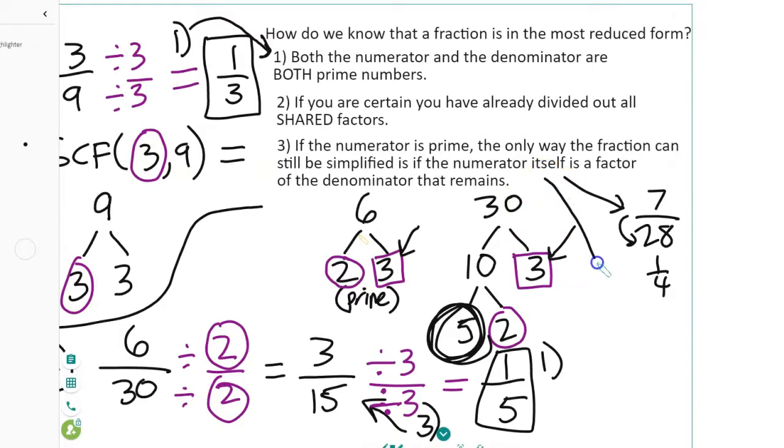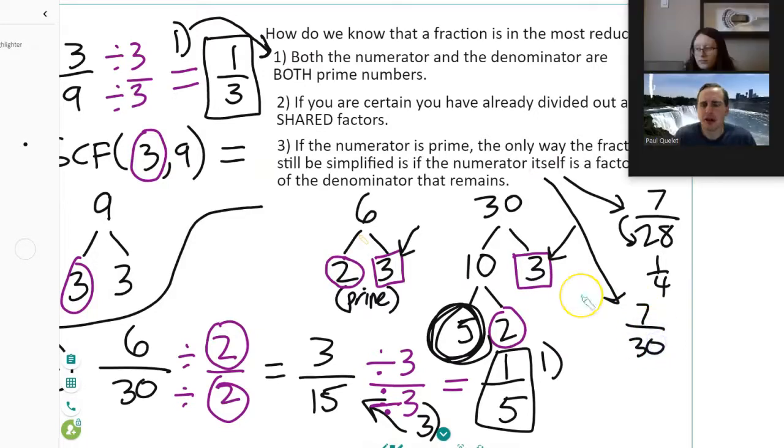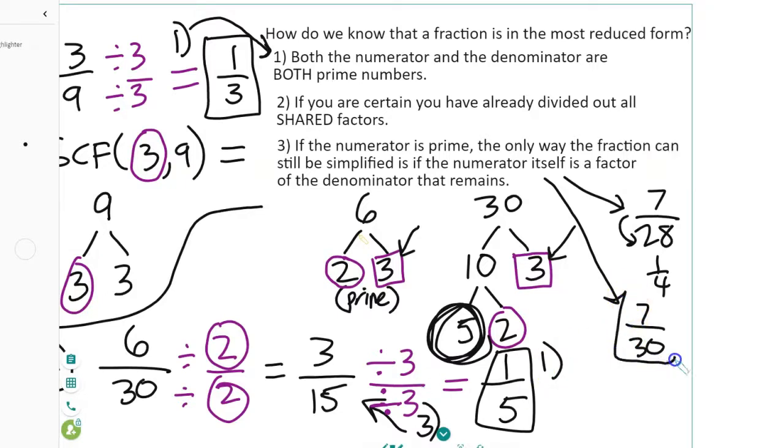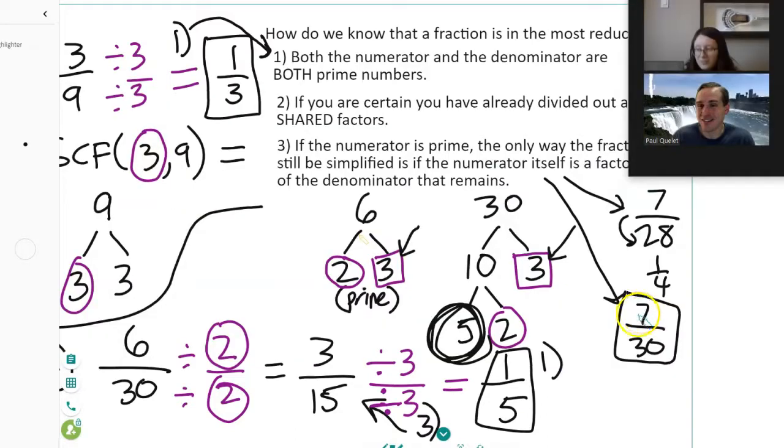denominator. So if you had 7 over 30, is 30 on the multiplication table for 7? No, because you go 7, 14, 21, 28, 35. You skip right past it. So this one is done. You see what I'm getting at? If the numerator's prime, as long as it's not a factor of the denominator, you're done. You follow what I'm saying?